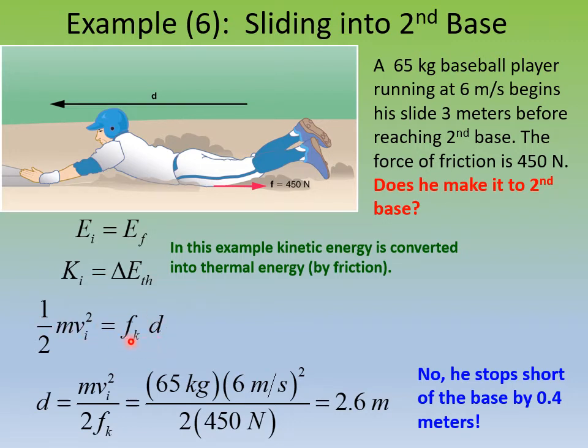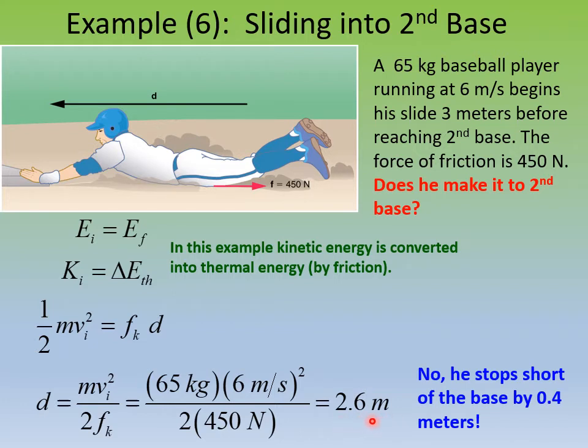So that's easy. We just divide by F, the friction force. So d is equal to mv squared over 2F sub k. His mass was 65 kilograms. His speed was 6 meters per second. We have to square that. And down here we have 2 times the friction force, which was given to us as 450 newtons. So when you do the math on your calculator, it comes out to be 2.6 meters.